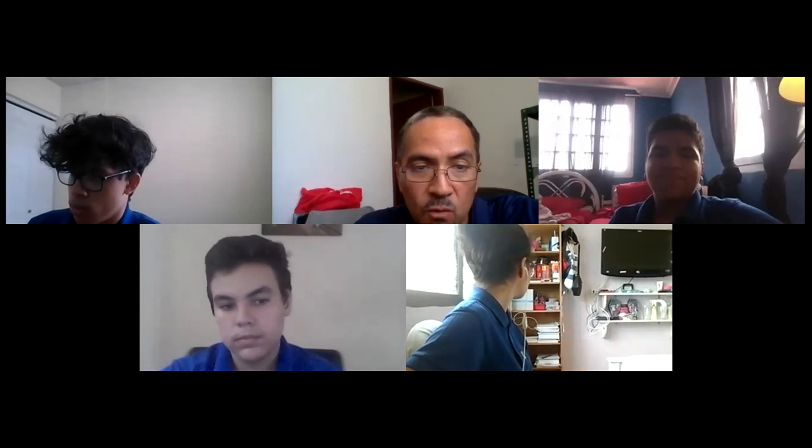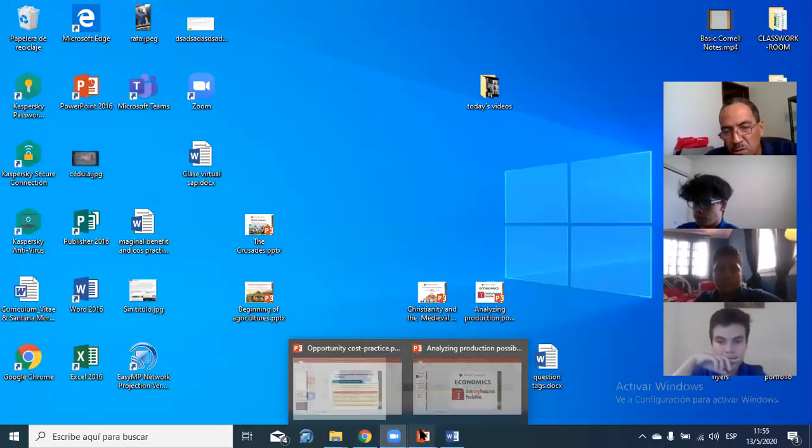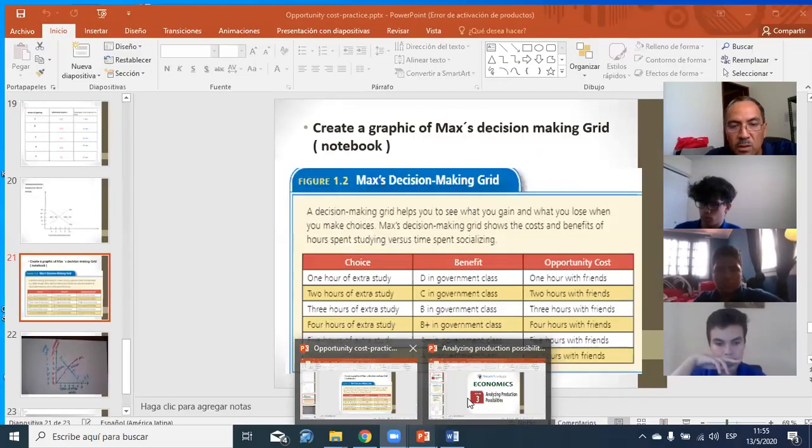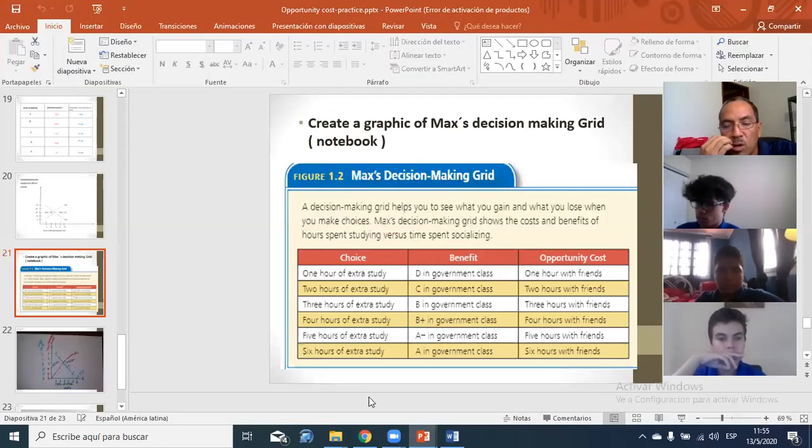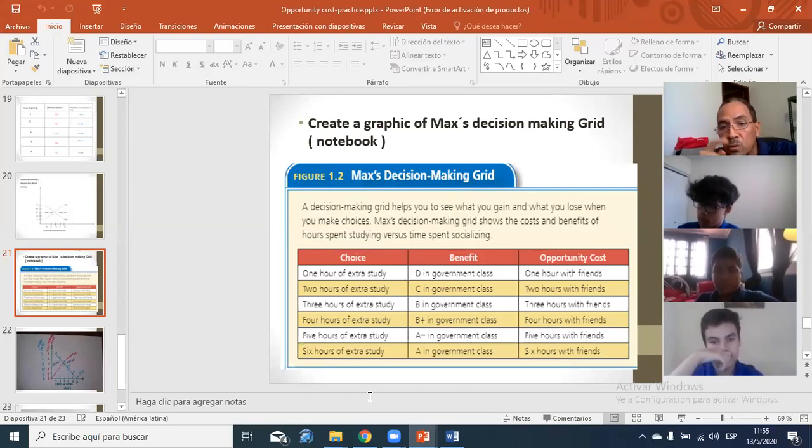Okay, now yesterday I asked you to create a graphic chart using the information from Max's decision-making grid. That's what I asked for, guys. But this chart is supposed to be really very particular. Why? Because in the moment when you are going to create the graphic, you have to take something into consideration.